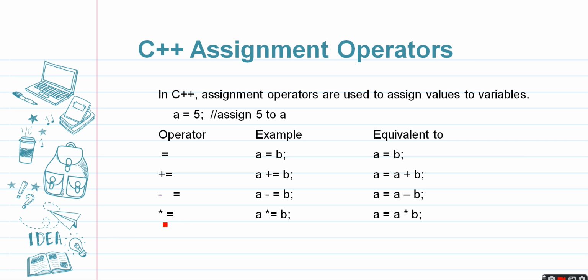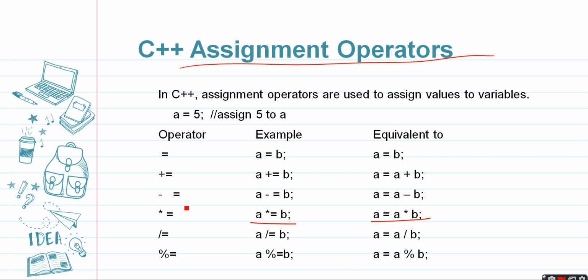Then we have the same for multiplication. If we have something like this, then we can shorten this expression by this one. The same for division and for modulus. So these are called assignment operators. We have this equal sign everywhere, you can see that. This is what we call an assignment operator. We can combine this assignment operator with an arithmetic operator to shorten our expressions.